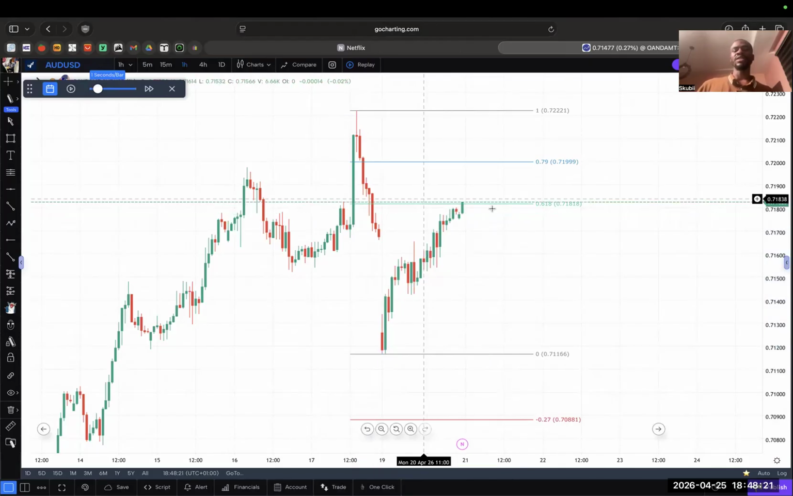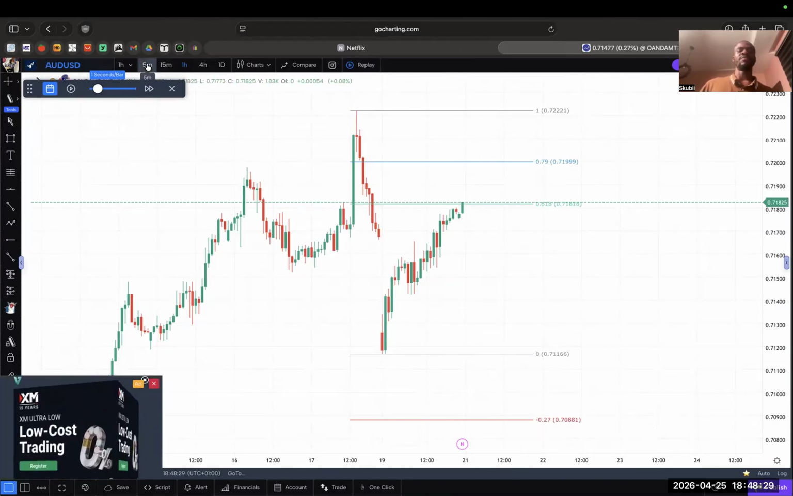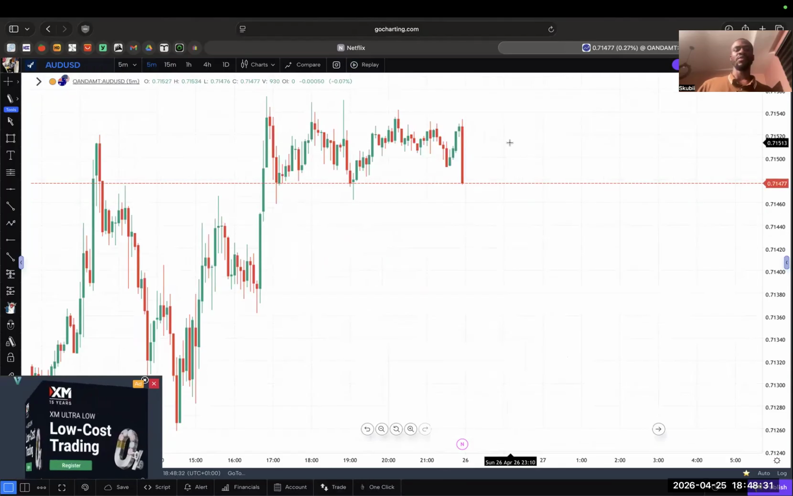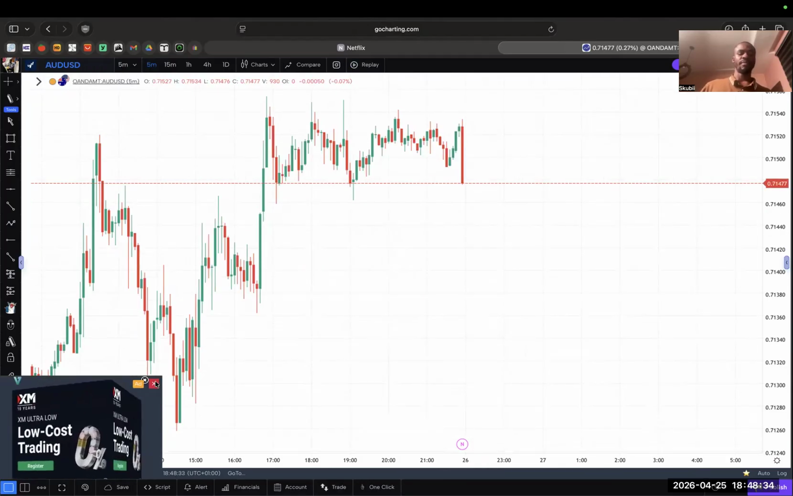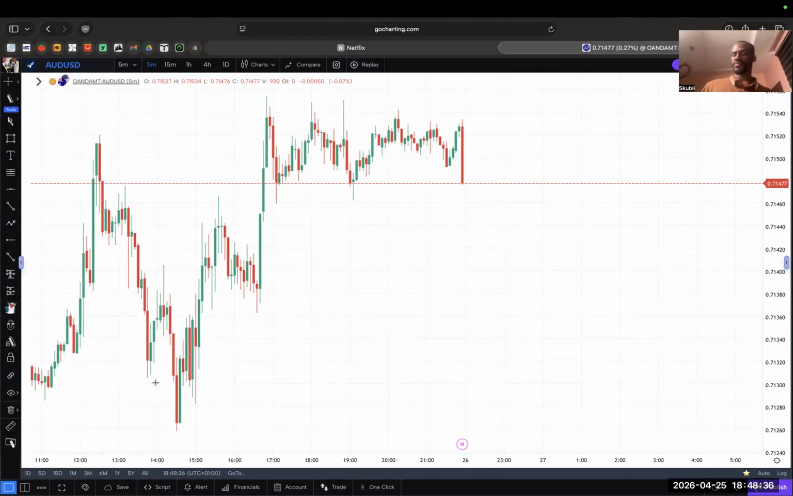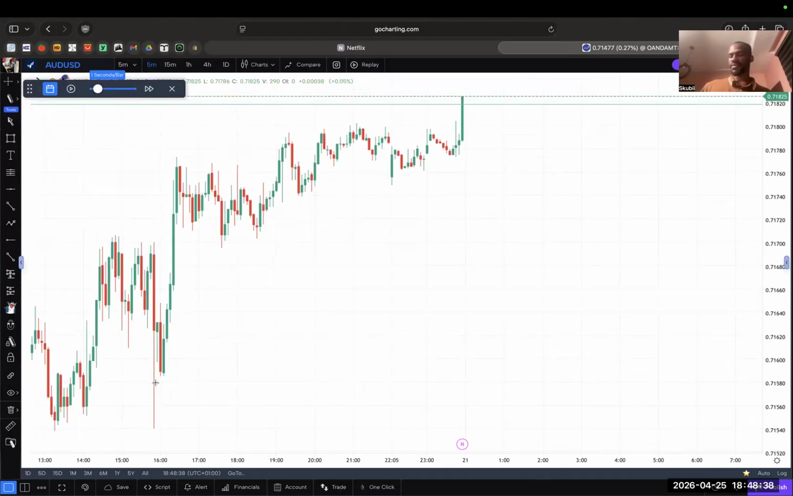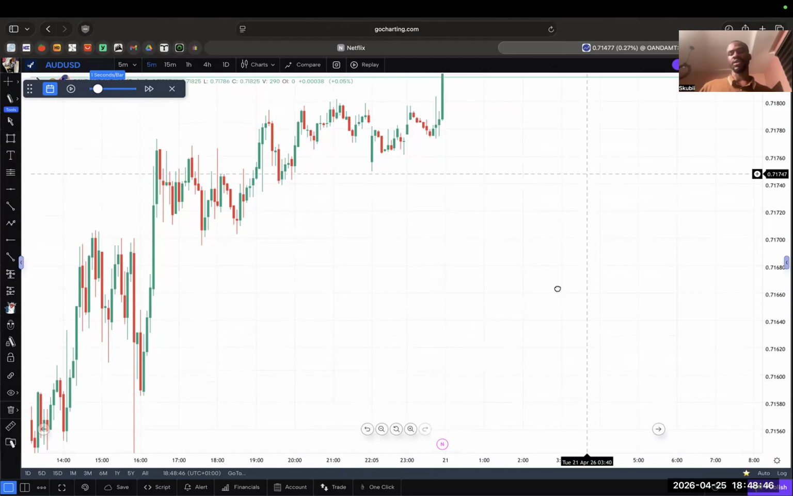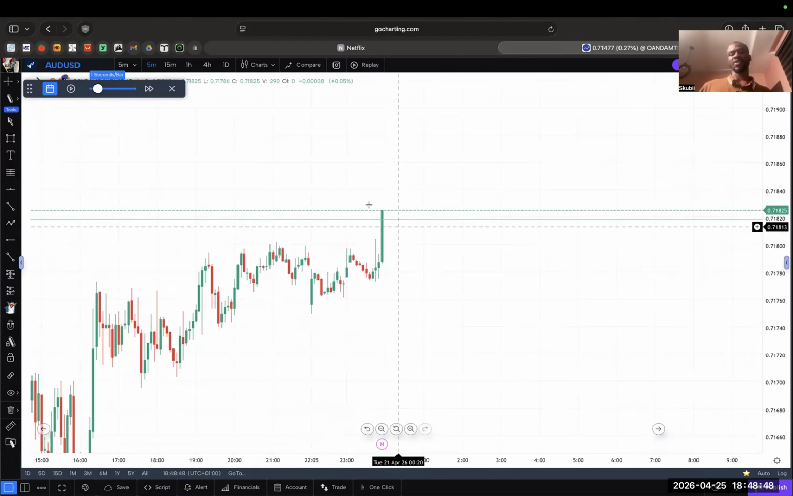The moment price tapped into this level, I broke this whole setup down into the 5 minutes for confirmation. Do you understand? Price already tapped at 0.618, so I dropped to the 5 minutes to look for extra confirmation before we jumped on the trade. So this is price tapping the 0.618 line. As you can see, we have the 0.618 line there.